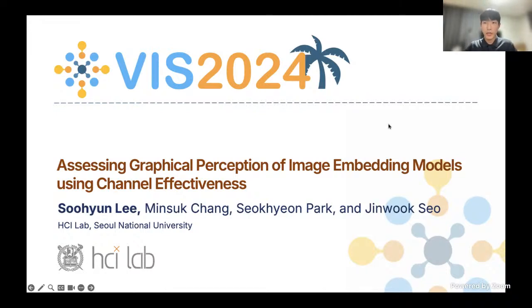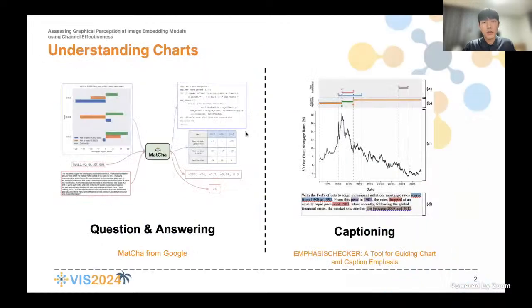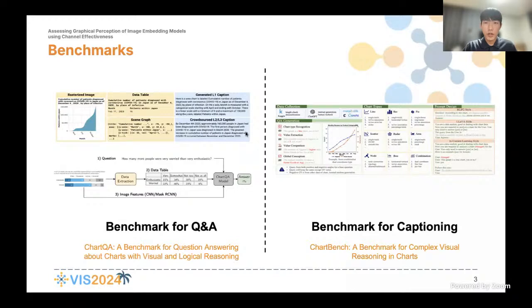Hello everyone, my name is Soohyun Lee from Seoul National University, Korea. Today I will present our work on assessing the graphical perception of image embedding models, focusing on their effectiveness in perceiving visual channels. Various AI models have been developed to understand charts, most notably for tasks like question answering and chart captioning.